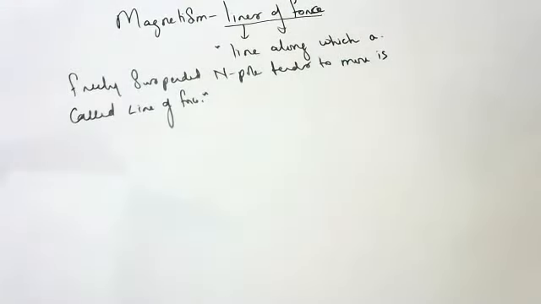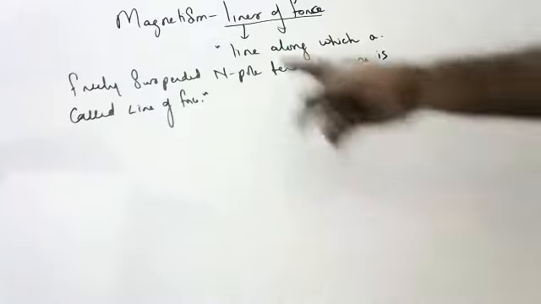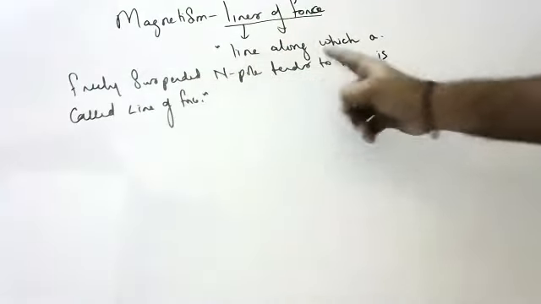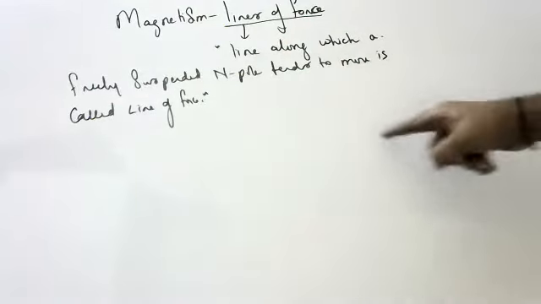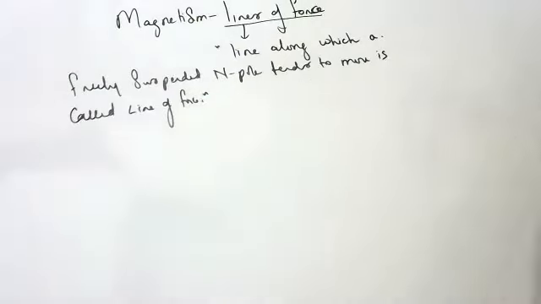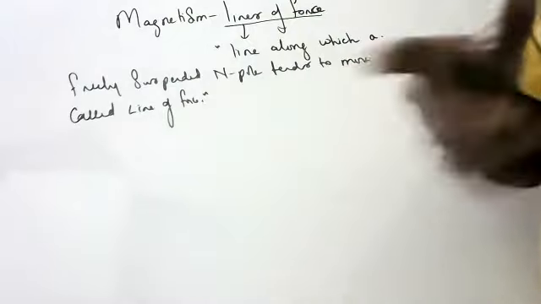Please keep writing, children. I will not put any videos again, your wish. The line along which a freely suspended north pole tends to move, along which a north pole is going, that we take as a line of force, children. So the line along which a freely suspended north pole tends to move is called a line of force.